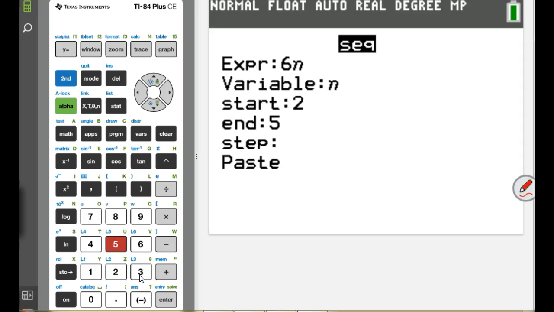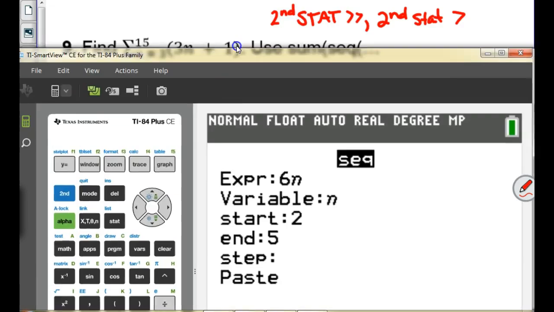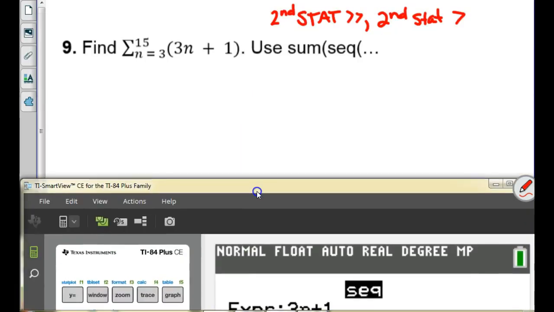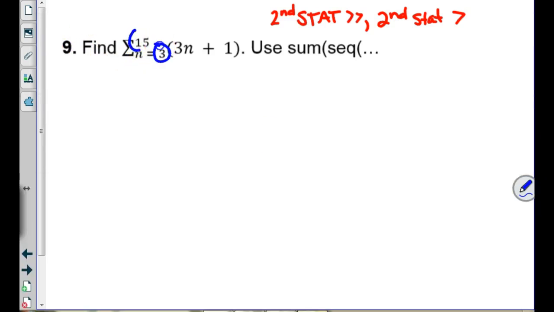I don't remember what it was. What is it, guys? Give us n. 3n plus 1. And you can use any variable. If you're not in sequence mode, you can use x. It'll still work. And then what is the variable you're using? And this one does not start with 1. What do they want? Terms 3 through 15, right? So you're going to put in 3n plus 1, comma n, comma 3, comma 15.